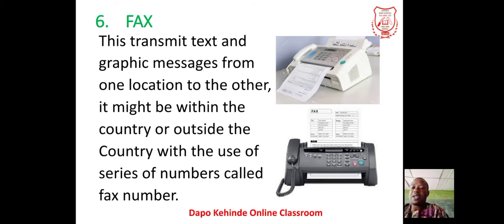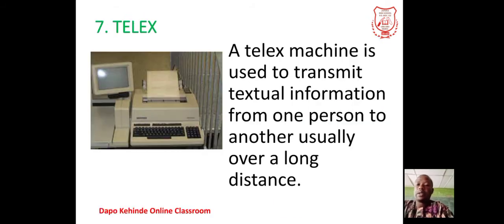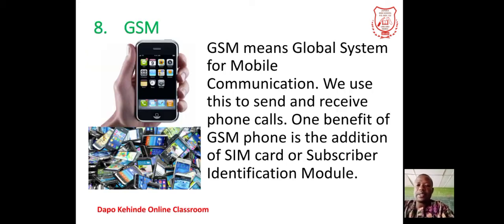So we have the fax machine. Fax machine transmits text and graphics messages from one location to the other. It might be within the country or outside the country with the use of a series of numbers called the fax number. We also have the telex machine. A telex machine is used to transmit textual information from one person to another, usually over a long distance.